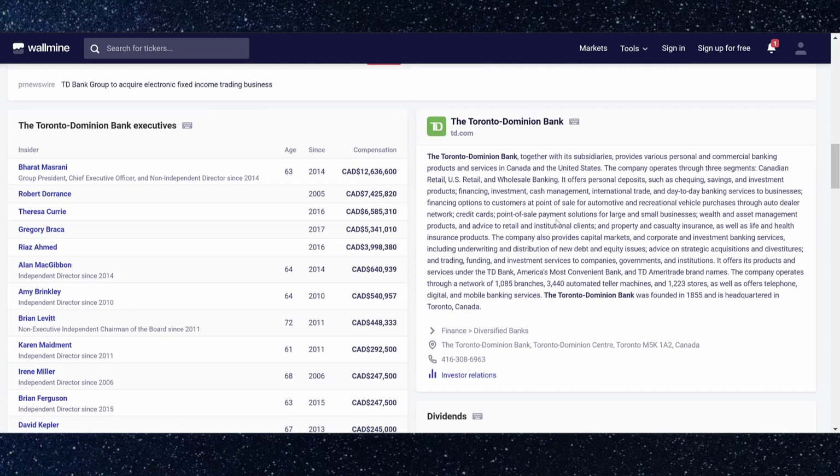You got a description of the company and what exactly it is they do. You've also got the compensation and how long the executives have been at the company, which can be a useful statistic. I don't use that a whole lot, but it is nice to see that someone's been at the company for a long time. It can help you feel more confident in a company for sure.